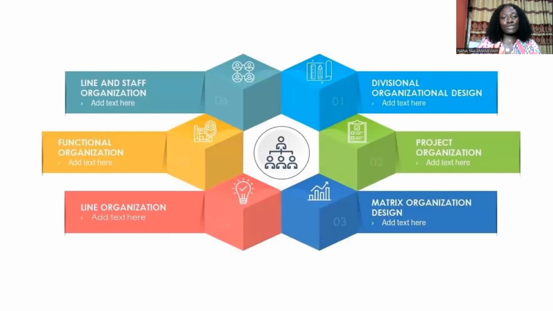Great. Now, aside from the two main structures that we have spoken about, you notice that there are about six of them here on my screen, as you can see clearly. The first is the line and staff organization. You have the functional organization. You have the line organization. You have divisional organizational design. You have project organization, and then the matrix organization design. These are the other few that we have, apart from the two main, as I indicated earlier. In our next session, we'll be looking into detail at these ones as well.